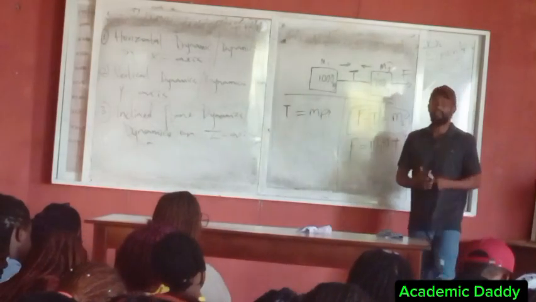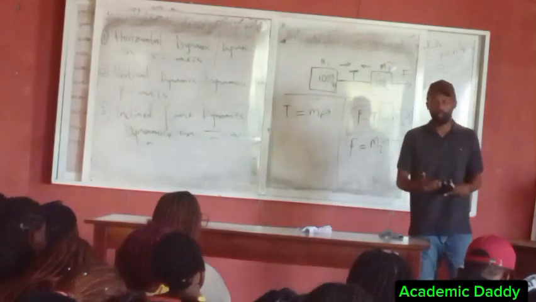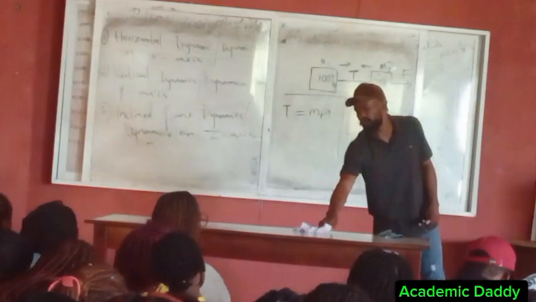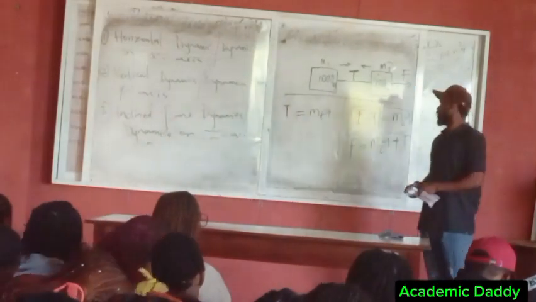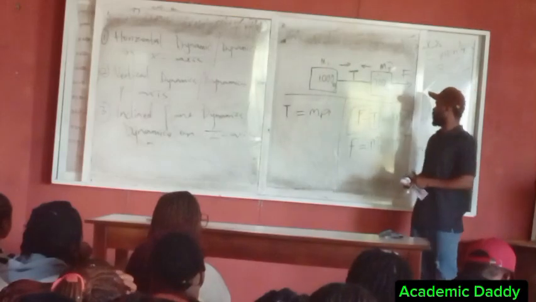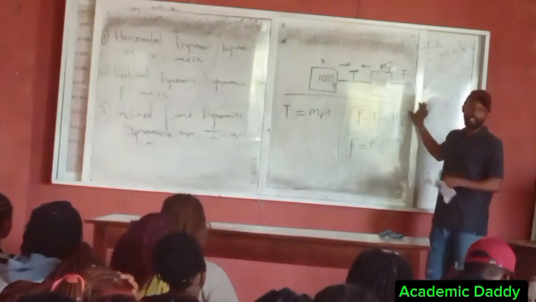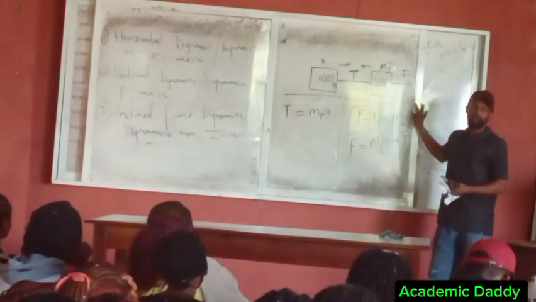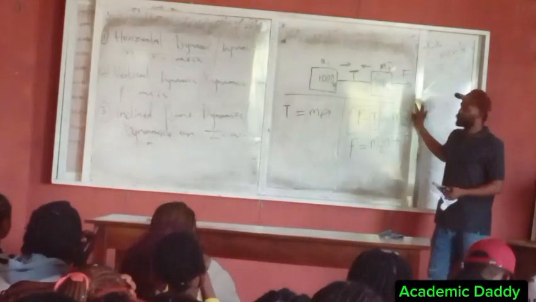So whenever it has to do with horizontal motion, you need to know that for horizontal motion, provided friction is not mentioned, the formula is simply forward force minus backward force equals mass times acceleration.